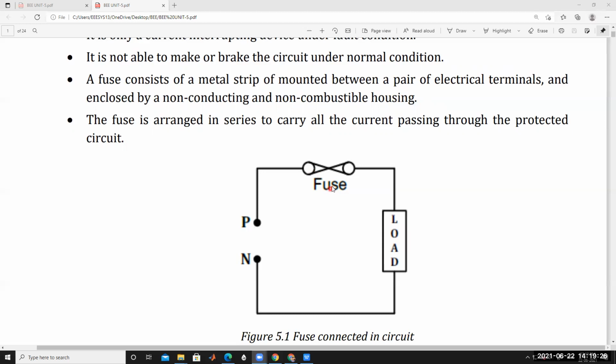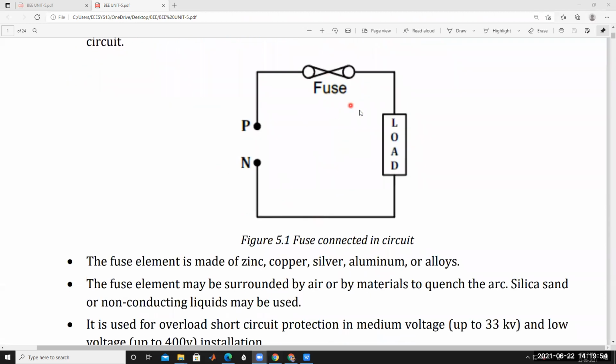That's why if any fault occurs, if any abnormal condition takes place in your devices, a huge amount of current first passes through the fuse, and only after that through the devices. Then the fuse melts, the circuit is opened, and no current flows through the device. Your devices are protected. In this way, the fuse is connected in series with your load.